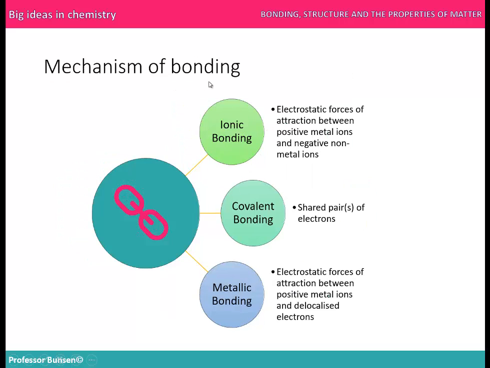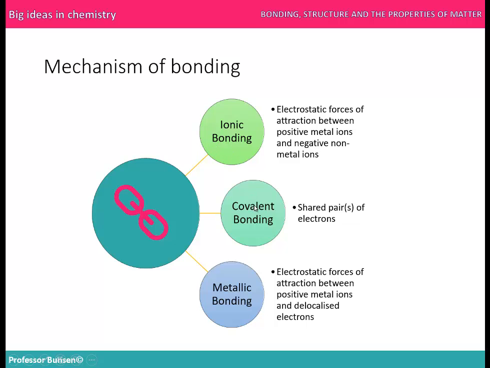Now, we have some mechanism of bonding. So ionic bond is the electrostatic force of attraction between positive metal ions and negative non-metallic ions. So when we have ionic bond, remember we said it is formed between a metal and a non-metal. A metal is normally positively charged, but a non-metal is normally negatively charged. So when we have the electrostatic force of attraction between those two types, we'll conclude that it is an ionic bond.